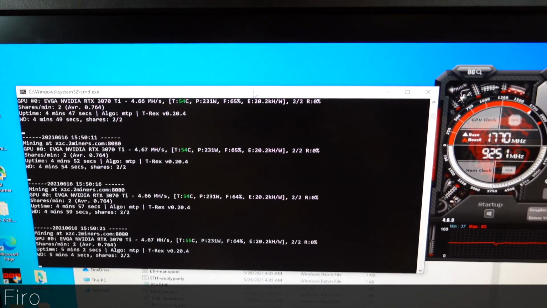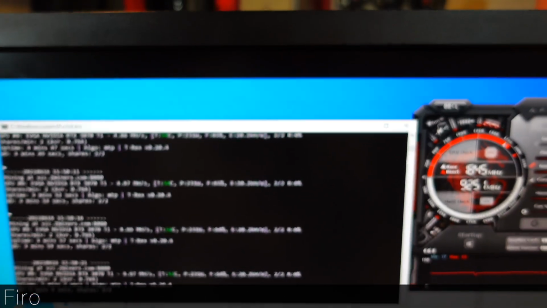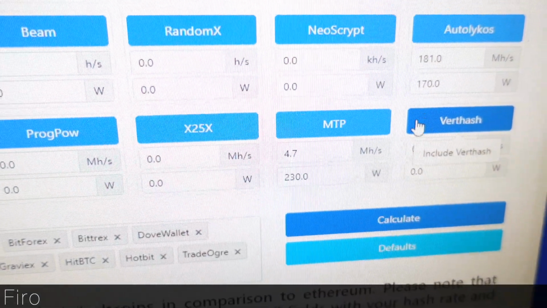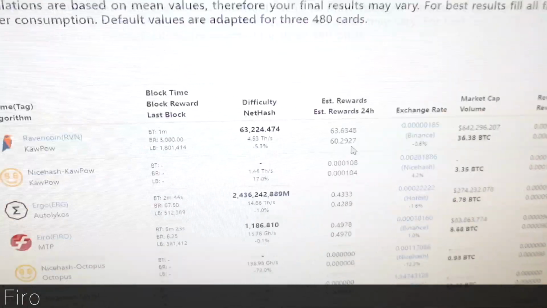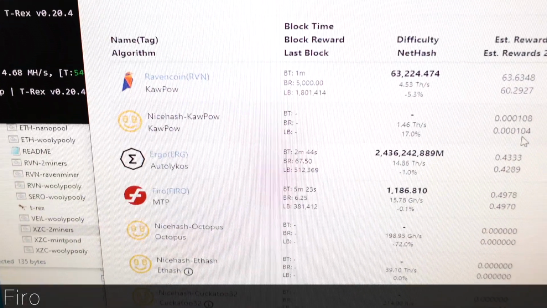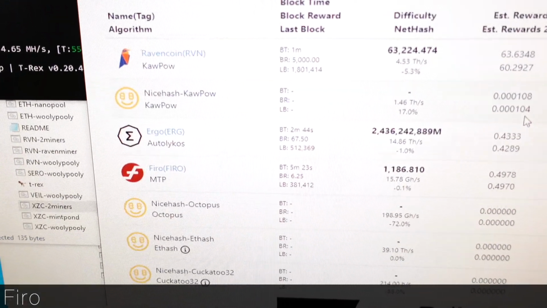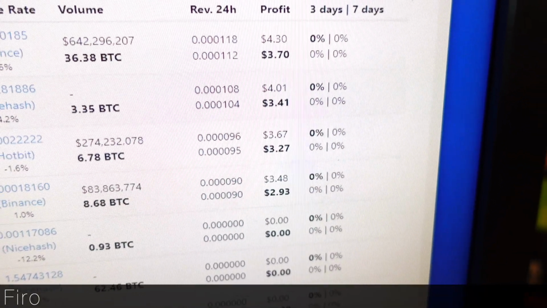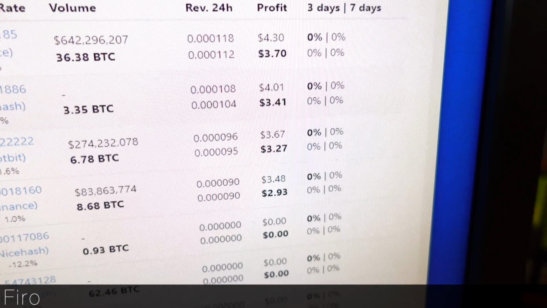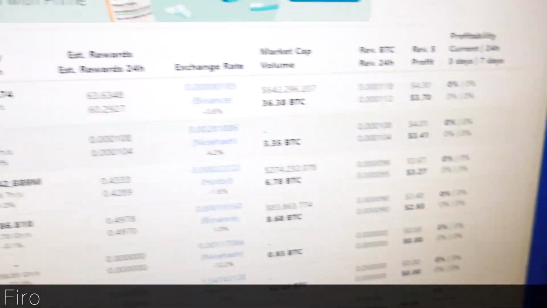And when I've entered that into What to Mine over here, on the MTP algorithm, 4.7 megahash at 230 watts, calculate that. You can see our ranking now. We got Raven first, Ergo second, and Firo coming in, making just about $3, a little under $3 profit a day on 10 cent electric rate.